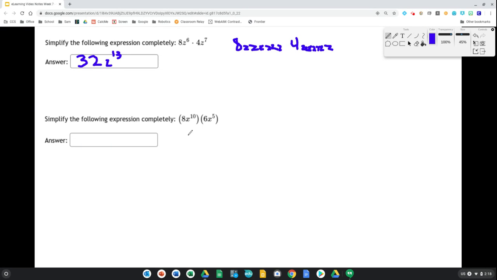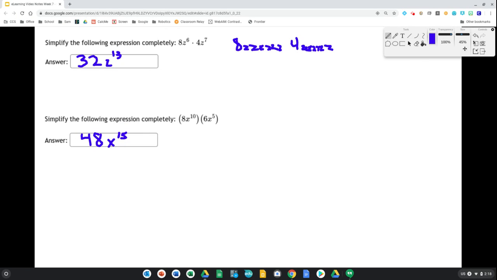Okay, so try this next one. What would you get when you take 8x to the 10th times 6x to the 5th? Okay, you would start by multiplying the 8 and the 6 together. And so 8 times 6 is 48. Okay, then you're going to count up how many x's there are. So there are 10 x's in this first group. There's 5 x's in the second group. So that means there's a total of 15 x's. And so we would have 48x to the 15th as our answer.